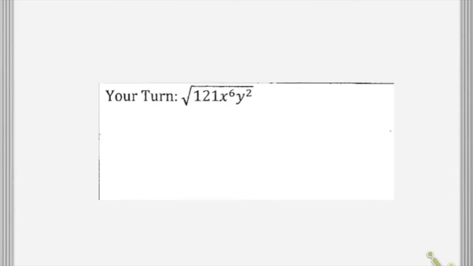For the next example, thinking through the same process, the square root of 121 would give us 11. We're taking the square root of x to the 6th by dividing the exponent by 2, which gives us x to the 3rd. And then that would be y squared. We're dividing the exponent by 2, and that would give us y to the 1st, or just y. So 11x to the 3rd y.